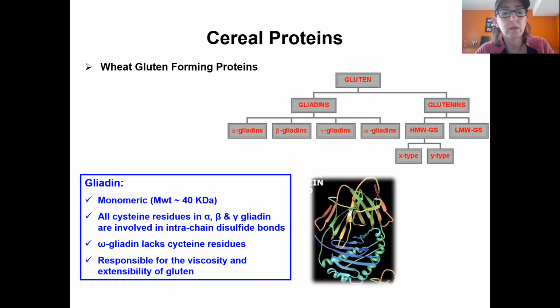And it's mostly responsible for the viscosity and extensibility of the dough or the gluten in the dough. So hence the viscoelastic properties. So gliadin is mostly responsible for extensibility and viscosity, and the glutenin, on the other hand, is responsible for elasticity. So if you have a high gliadin to glutenin ratio, then you have a more extensible dough than elastic dough.